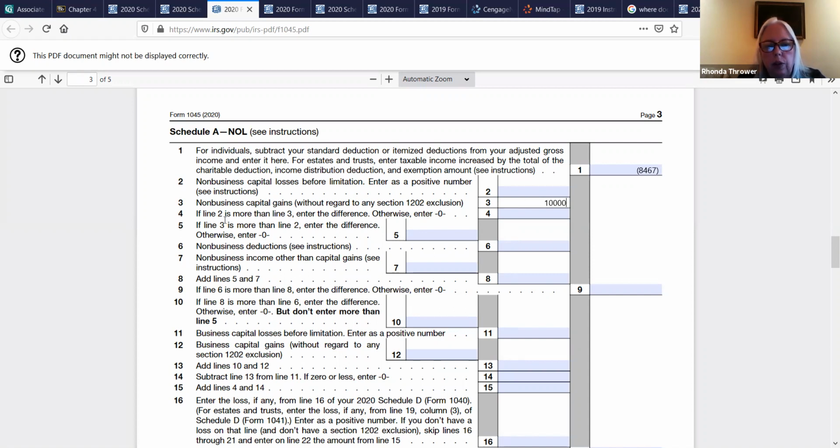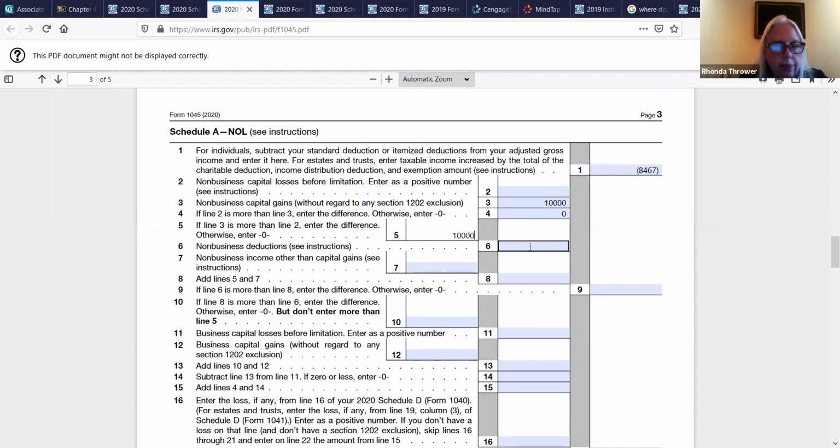On line 4, it says if line 2 is more than line 3, which it is not, you enter a 0 here. And then we'll move to line 5. If line 3 is more than line 2, enter the difference, which is 10,000. It goes here. And then on line 6, we've got non-business deductions.